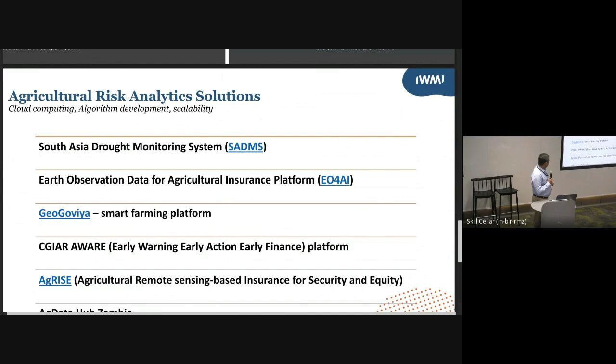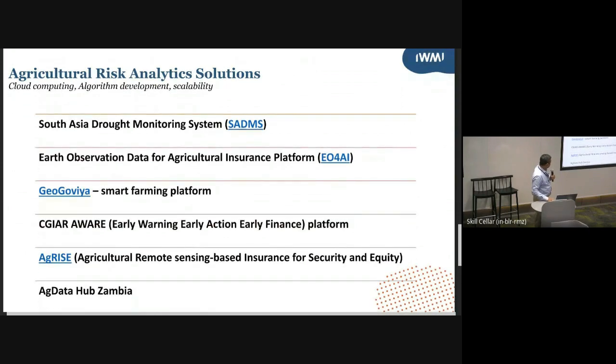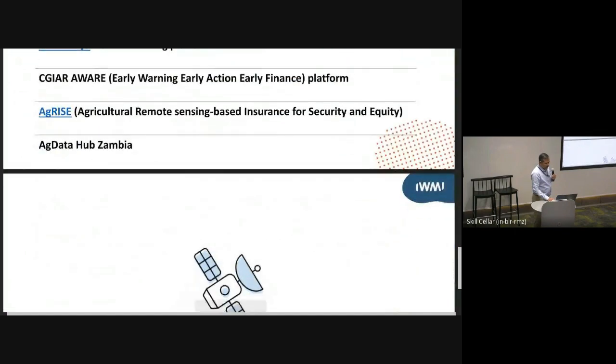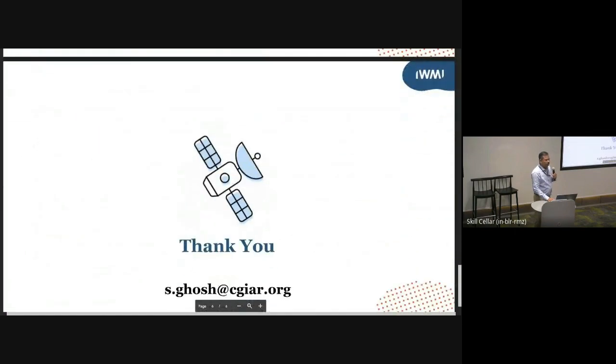and some kind of compensation is given based on the government policy. And right now we are working on an initiative at the CGIAR level, called Aware. Agrise is another application. Every year we are using, I can say, 60 to 70% Google Earth Engine data in all this. So that's all from my side. Thanks.